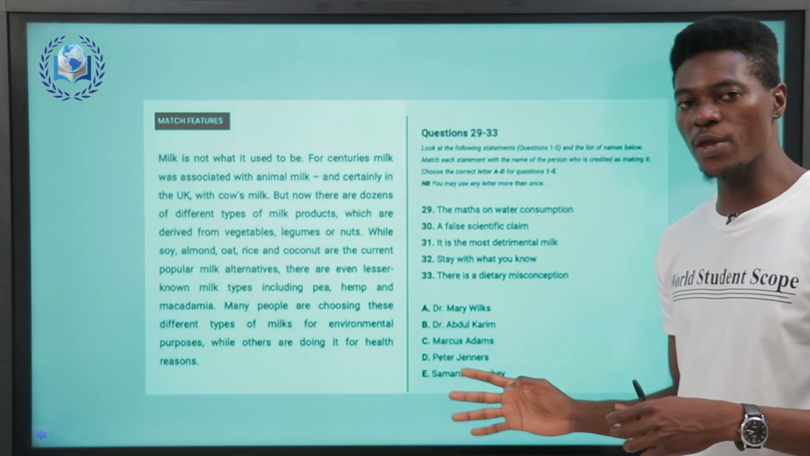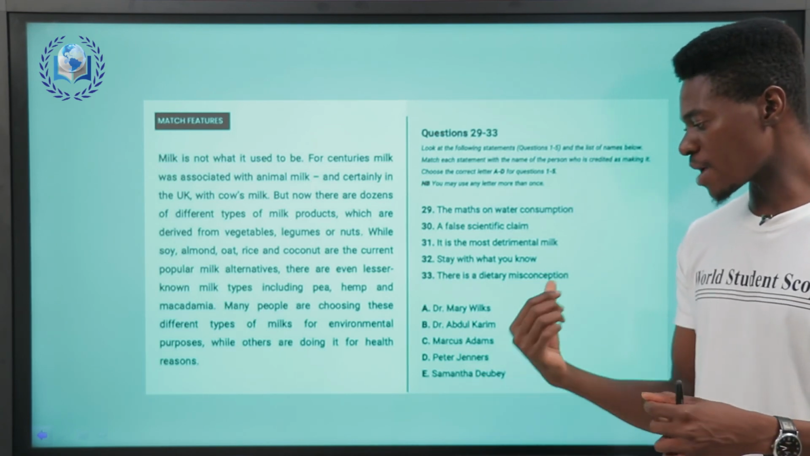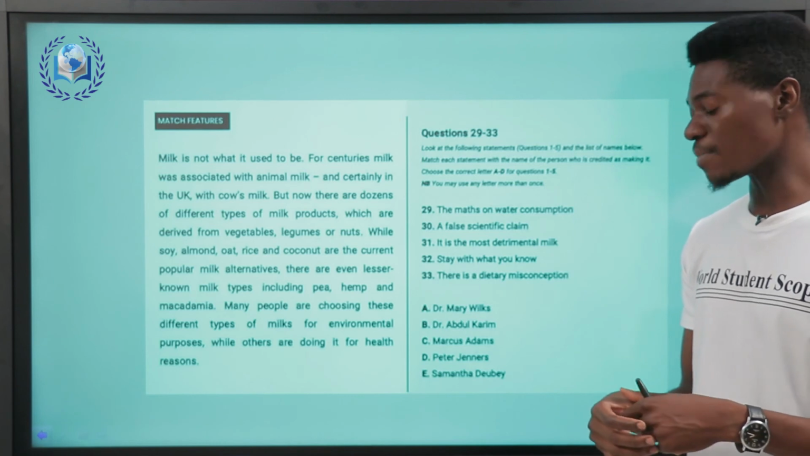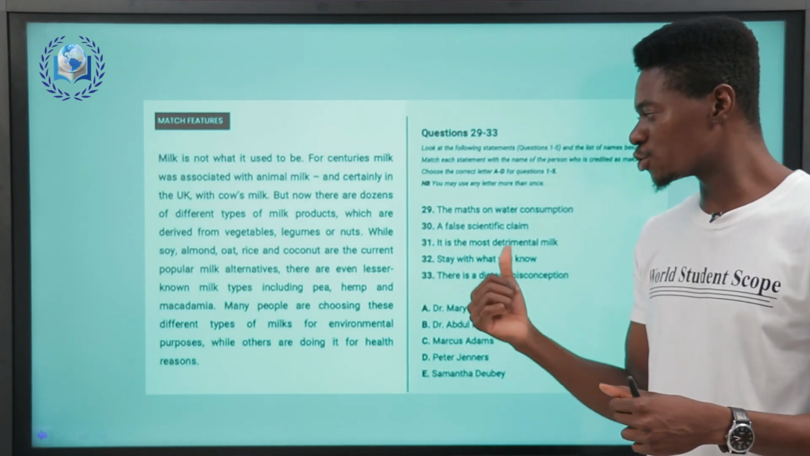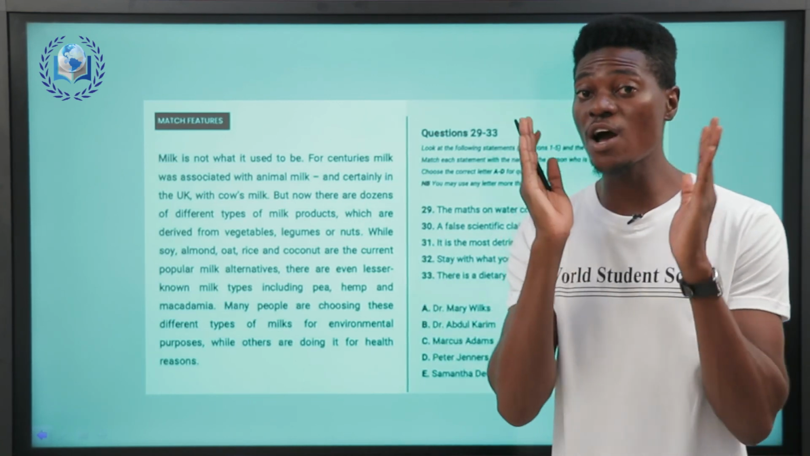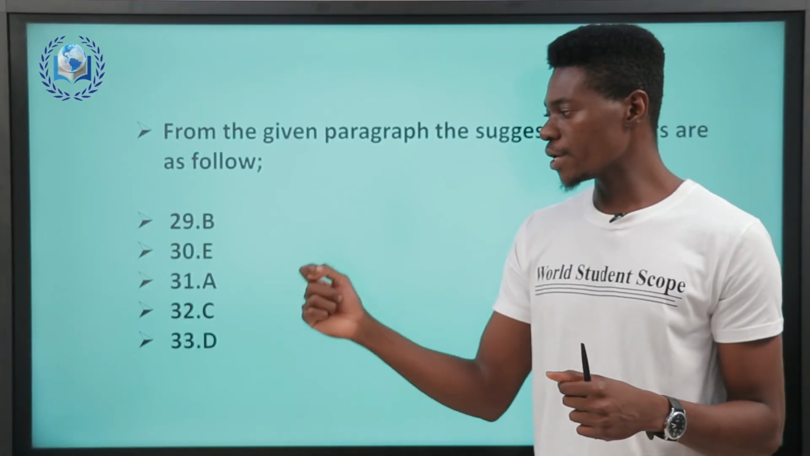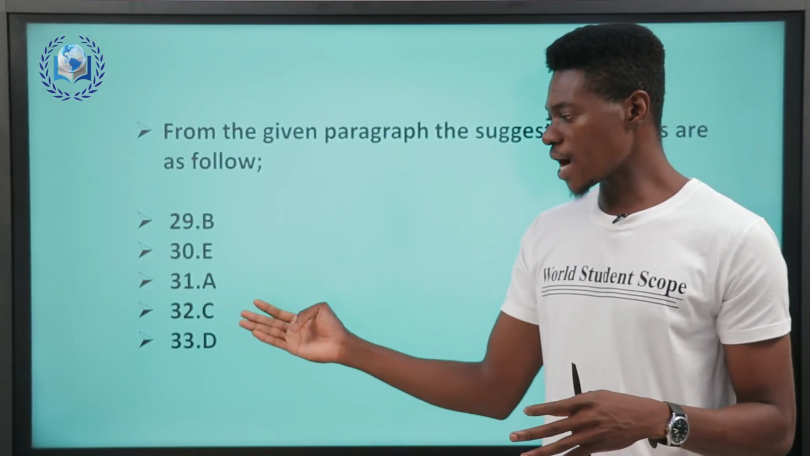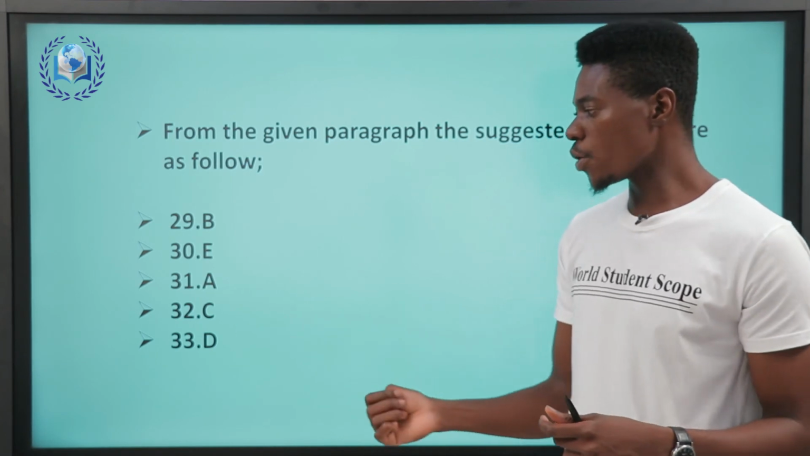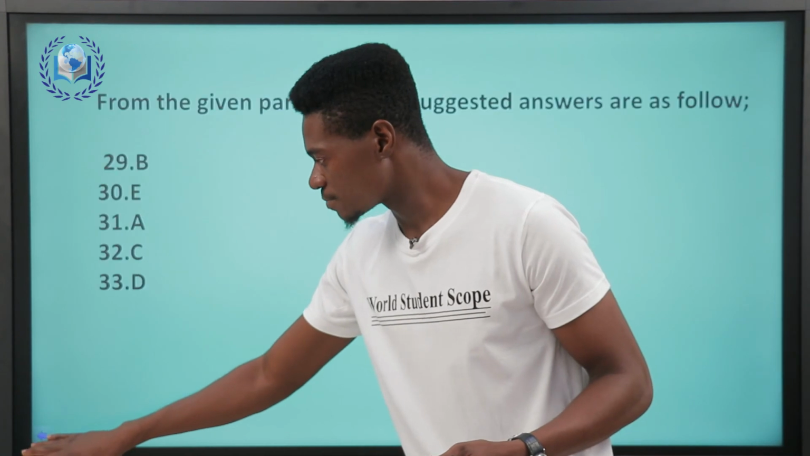We have the names of people. We have Dr. Mary Wicks, Dr. Abdul Karim, Marcus Adam, Peter Jane, and Samantha Delbert. Now you have to choose who has said this information according to the passages which you have read. Let's take a look. We have B, E, A, C, and lastly, D. These are the suggested answers.